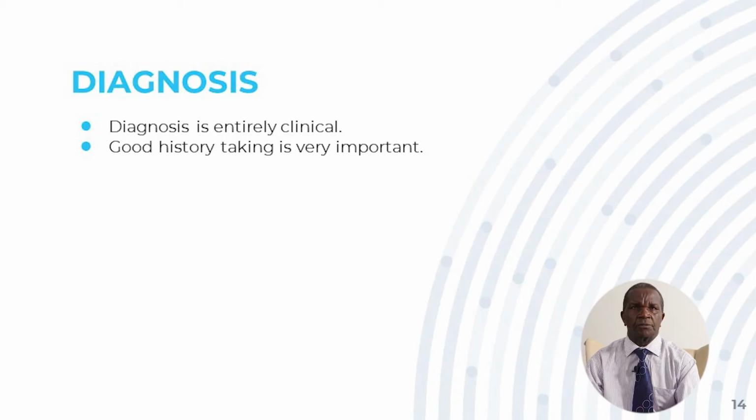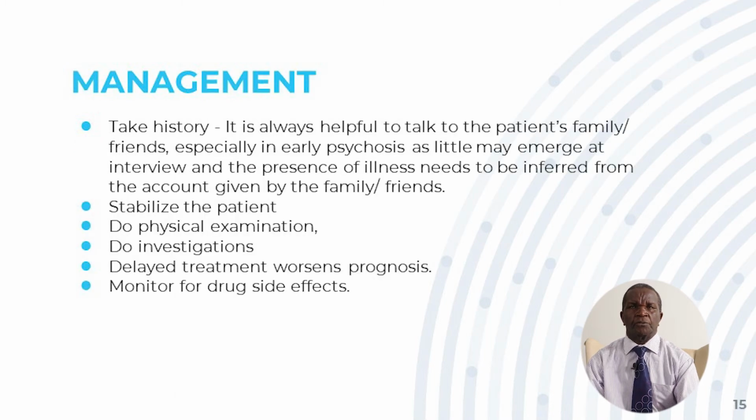Now, the diagnosis of acute psychosis is entirely clinical. It should involve good history taking, and it is always helpful to talk to the patient's family members and friends, especially in early psychosis, as little may emerge from the interview with the patient, and the presence of illness needs to be inferred from the account given by family and friends.